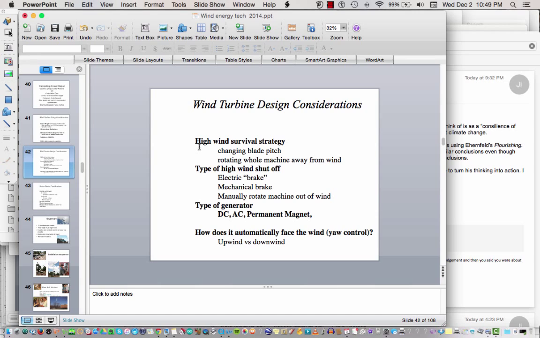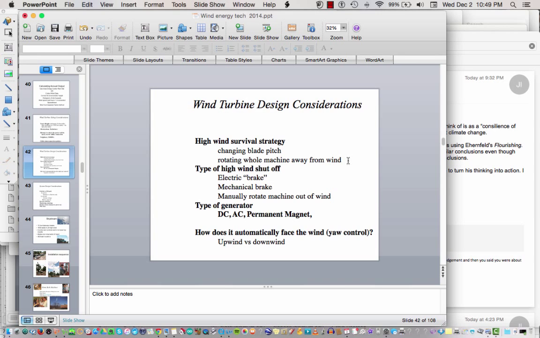So here are a couple of wind turbine design considerations. You have to think about the high wind survival strategy. Are you going to change the blade pitch? Are you going to feather the blades so that the wind just flows through them rather than having them catch the wind, like you would if you were rowing a boat? You can have the oars dig into the water. If you tip them at an angle, they'll just skim through the water and not actually do anything.